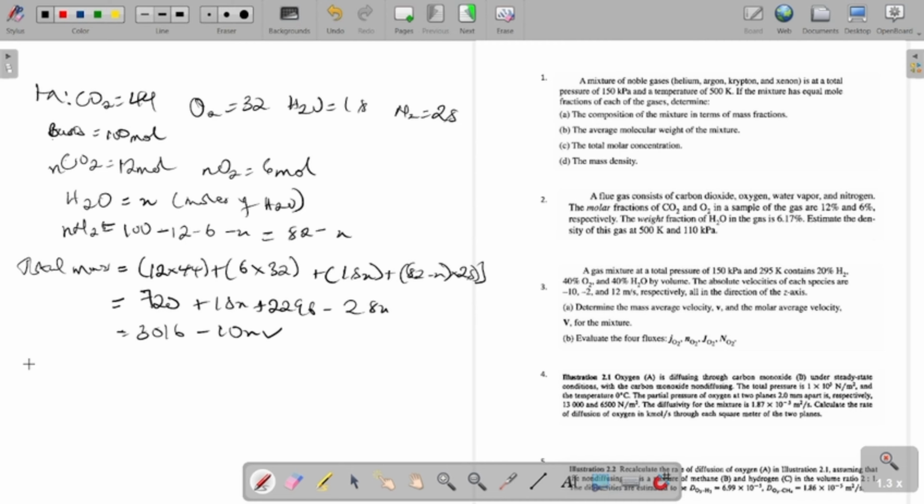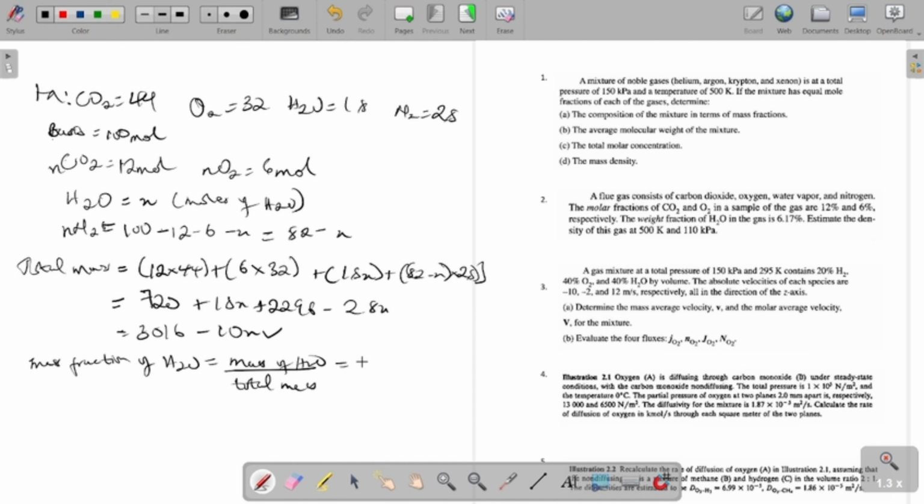Since this gives me the total mass, I can use the mass fraction of water to find my x. The mass fraction of H2O will be equal to the mass of H2O divided by the total mass.